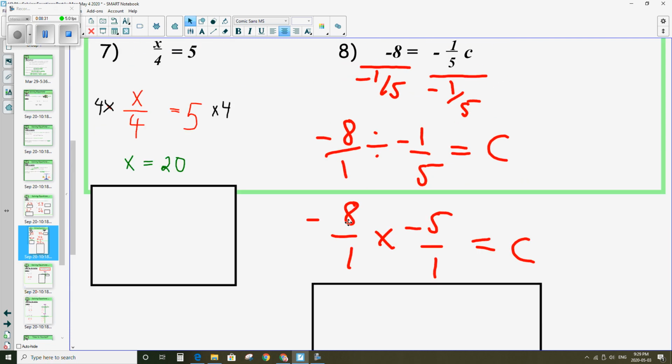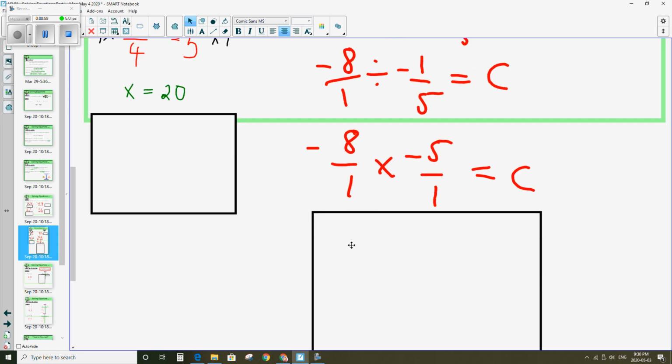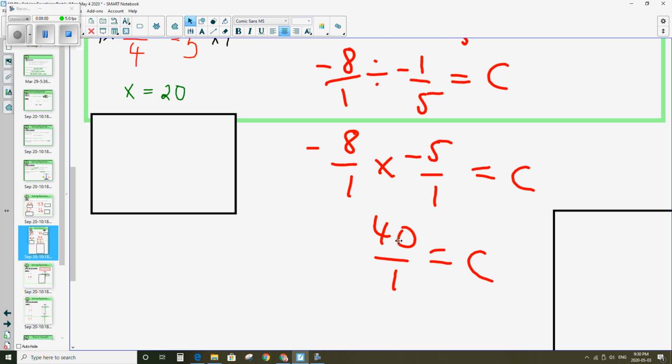Okay, so negative 8 over 1 times, and I just flipped the second fraction, so it would be negative 5 over 1. Whether the negative sign is with the 1 or with the 5 or in the middle, it doesn't matter. This entire fraction just has one negative sign. All right, so now to multiply fractions, you multiply the top numbers and multiply the bottom numbers. So negative 8 times negative 5 is 40, and 1 times 1 is 1. Okay, so the answer is 40.